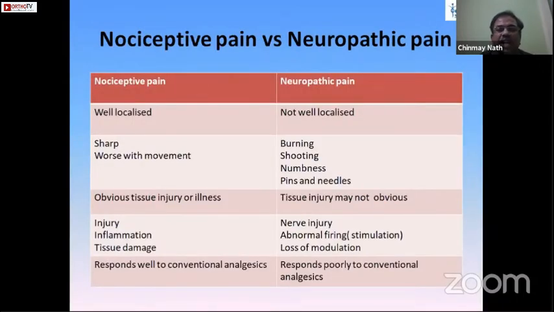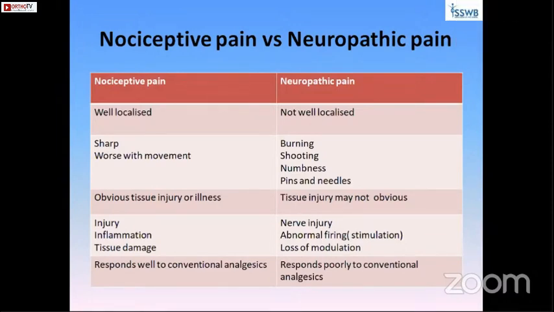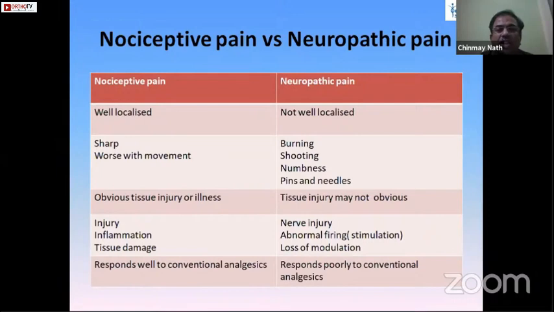Nociceptive pain differs from neuropathic pain. Nociceptive pain is well localized, while neuropathic pain is not well localized. Nociceptive pain is sharp and worsens with movement. Neuropathic pain is burning, shooting, with numbness, and a pins and needles sensation is present. In nociceptive pain, obvious tissue injury or illness is always present. In neuropathic pain, tissue injury may not be present. In nociceptive pain, injury, inflammation, and tissue damage cause the pain, while nerve injury, abnormal firing or abnormal stimulation, and loss of modulation may cause neuropathic pain.